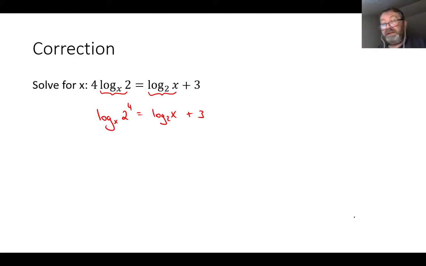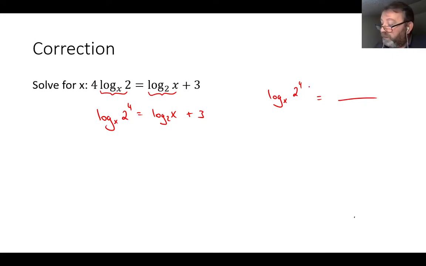So the only thing left for me now is to use what we call the change of base rule. The change of base rule tells me that in order to change a base from x to 2, as I'm going to do here, because I'm going to move away from the unknown to the known, I've got to form a fraction. So let's just take that over here. Log to the base x of 2 to the power of 4. I want to change log to the base x into log to the base 2. Change of base rule, prepare a fraction.